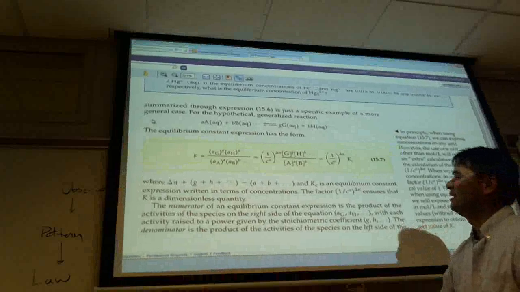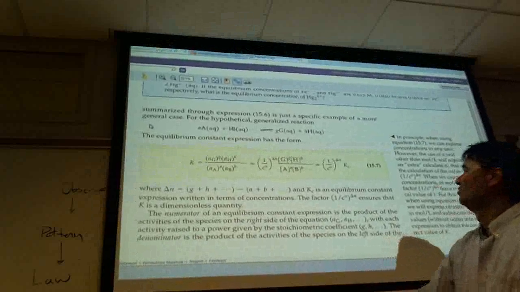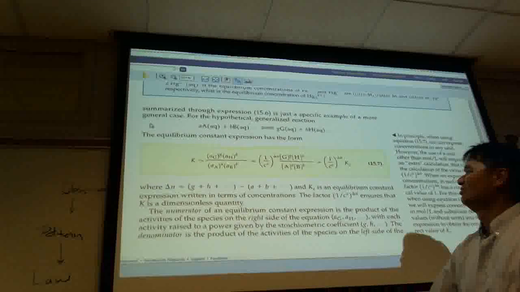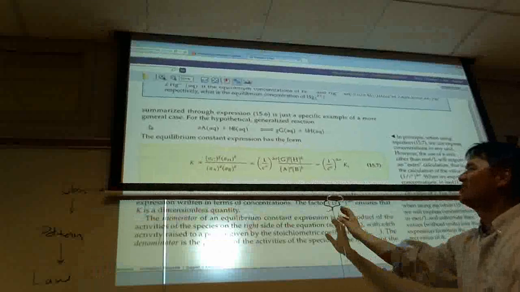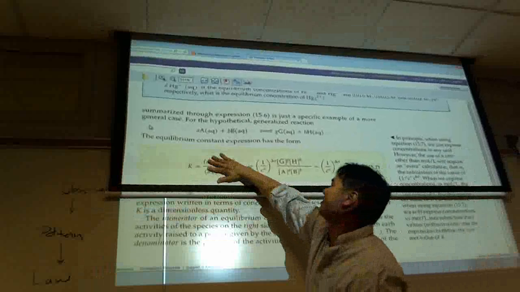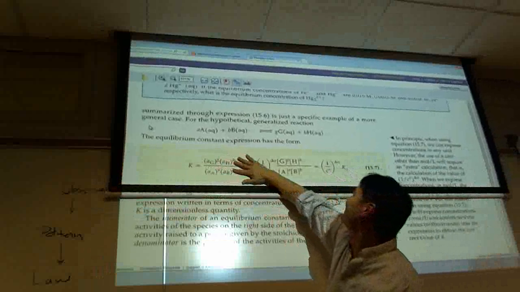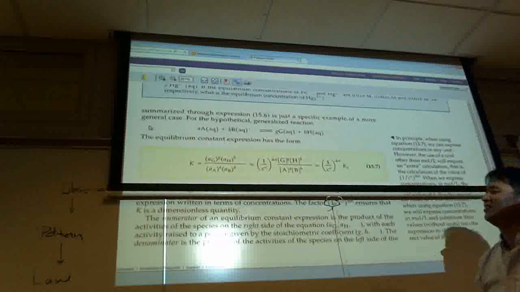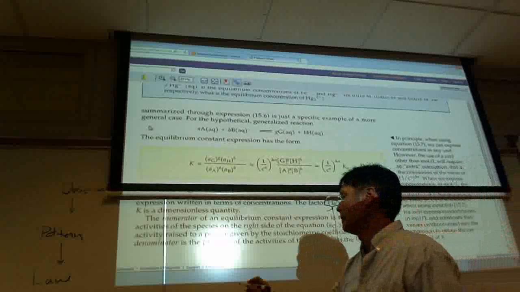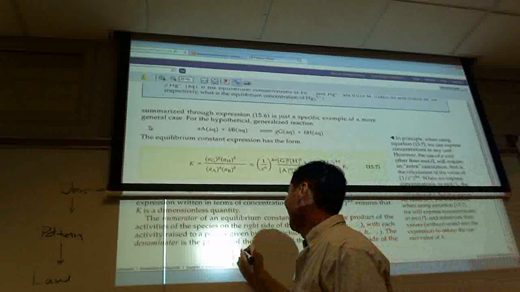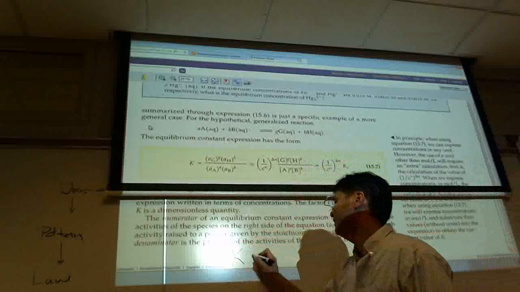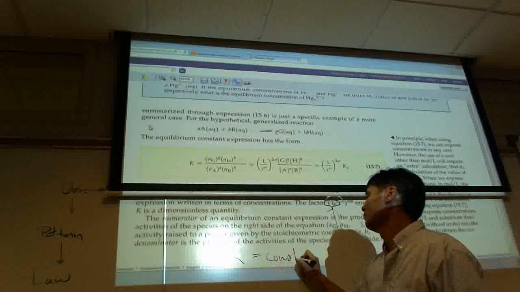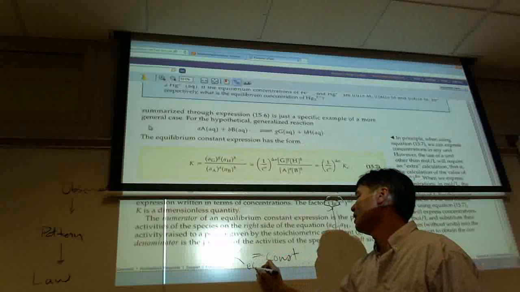This is the law of equilibrium here. This is a more advanced law. This comes later. This comes from the theory. And so I'm going to just do the simple law of equilibrium here. The simple law of equilibrium is this. K is a constant. It's called the equilibrium constant.